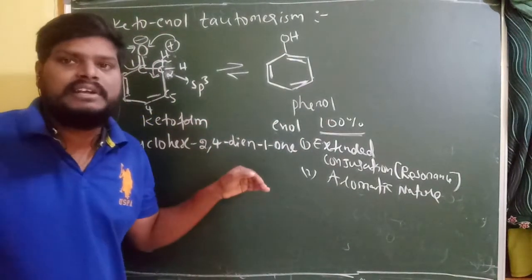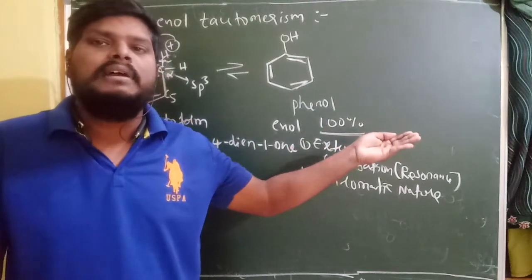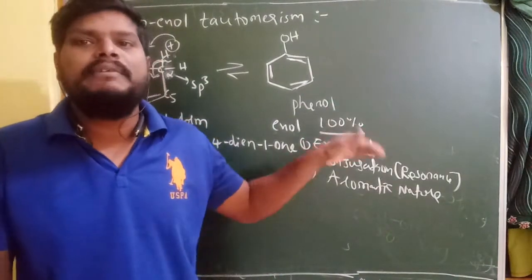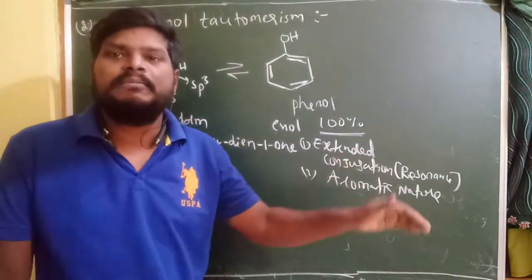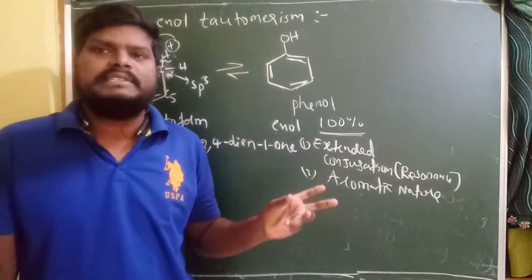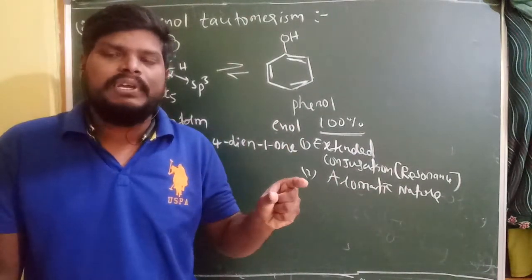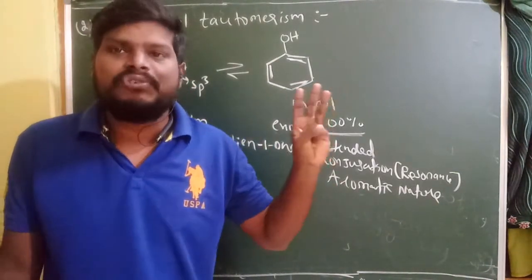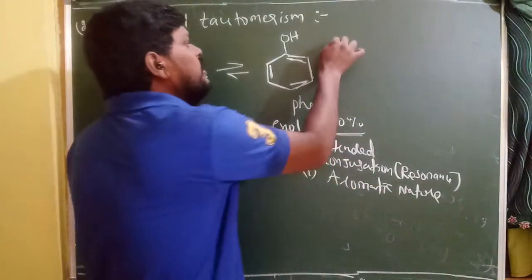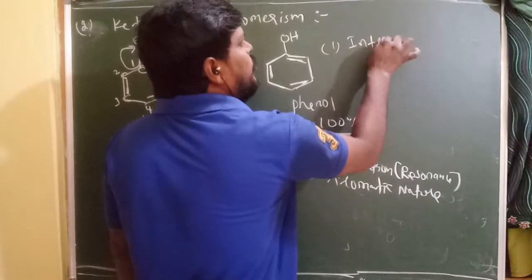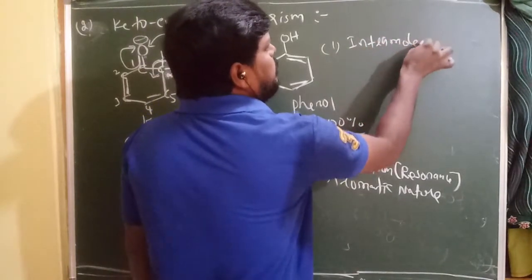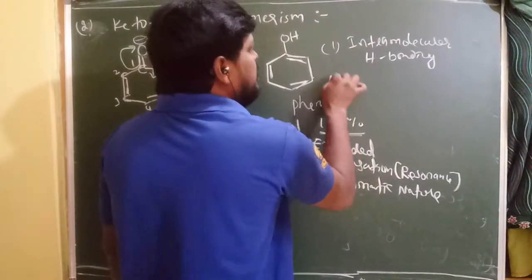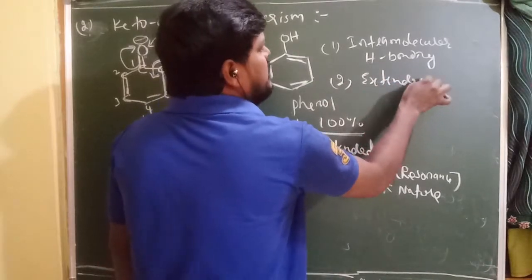I hope you all understand, comparing the examples from previous classes and this class. I already explained 2 examples in previous classes, in tautomerism part 2. So from all these examples, what do you understand? The enol form percentage content increases due to 3 strong reasons. What are the 3 strong reasons? One is intramolecular hydrogen bonding, and the second one is extended conjugation.